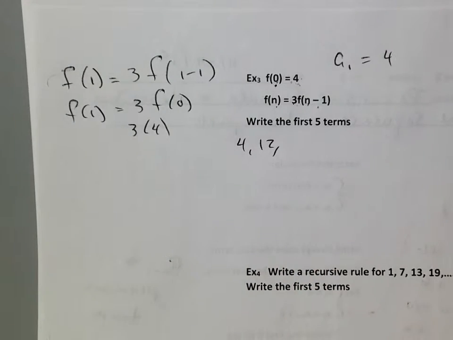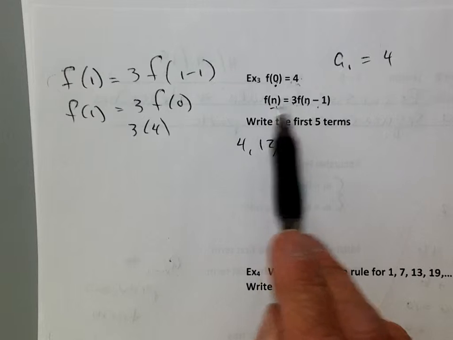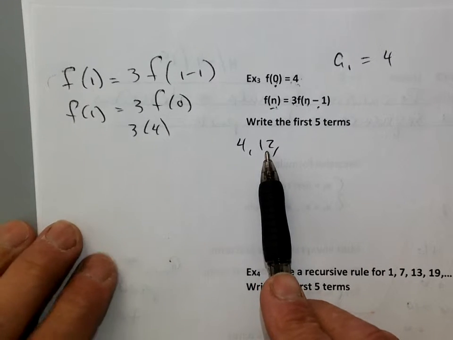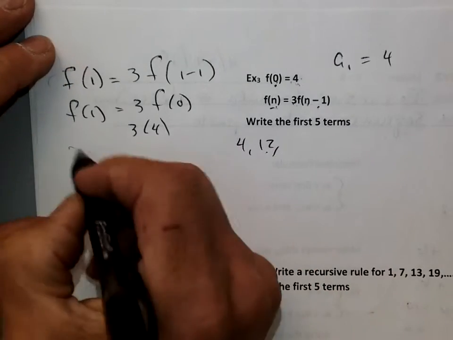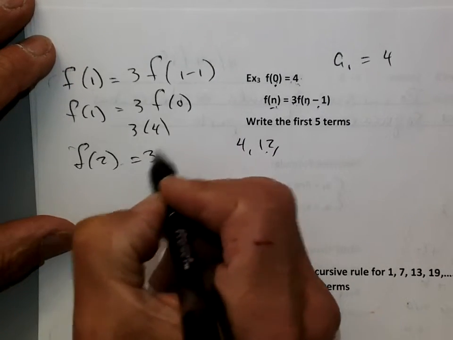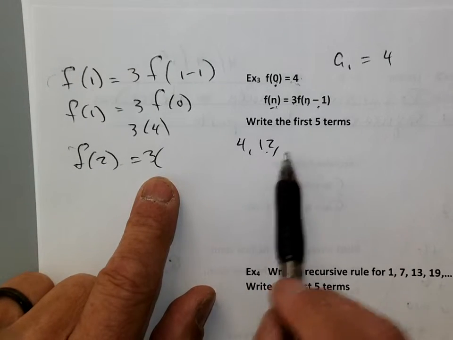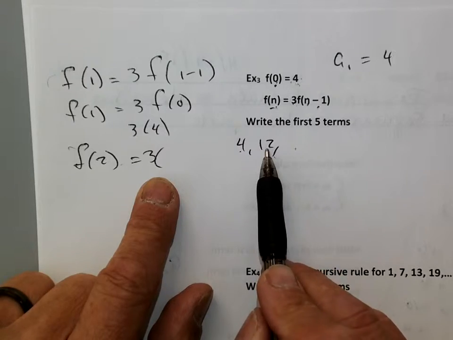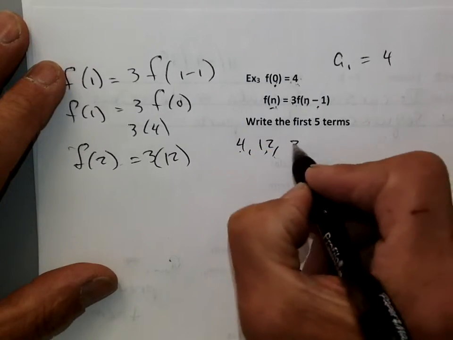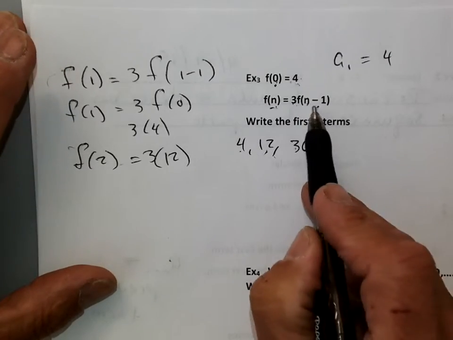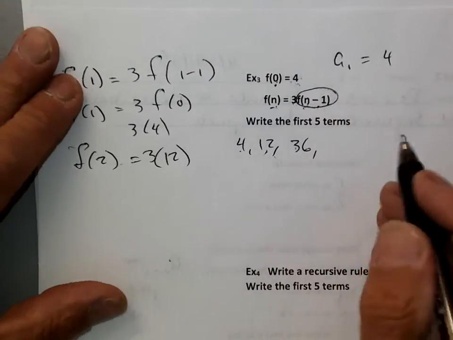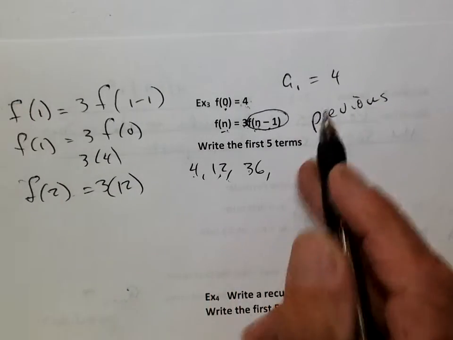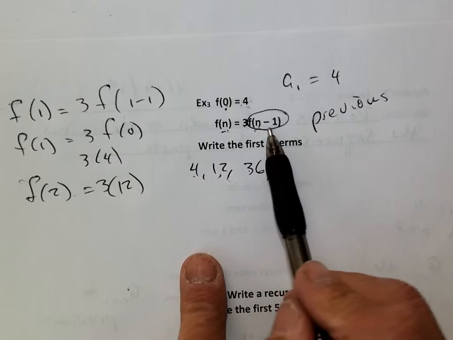Okay? If I want to make f of 2, I'd take f of 1. I know what f of 1 is. And I multiply by 3. So if I wanted f of 2, I'm just going to go 3 times my f of, this is my f of 0, f of 1, f of 2. So I take 3 times 12, which is 36. What am I doing each time? I'm just taking the previous term and multiplying by 3. That's all I'm doing.